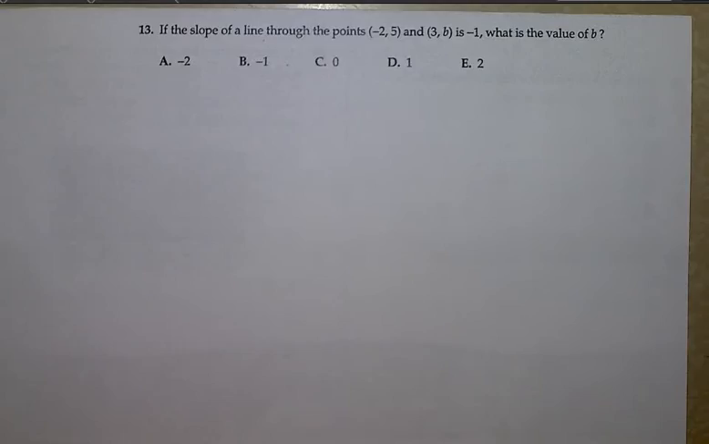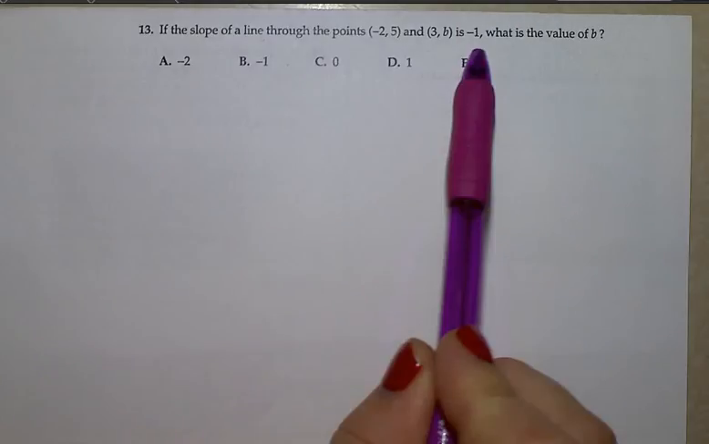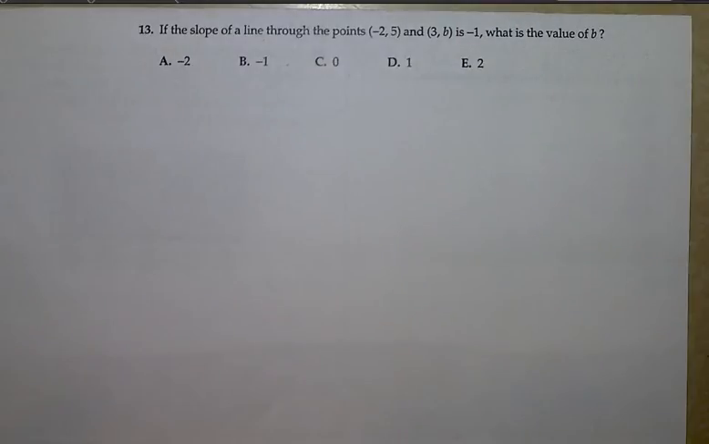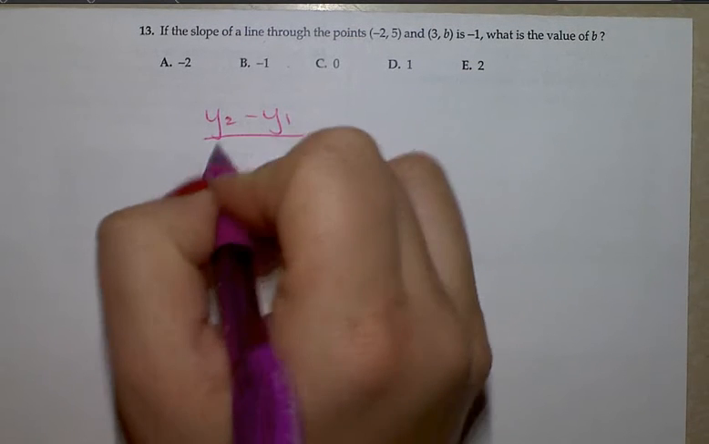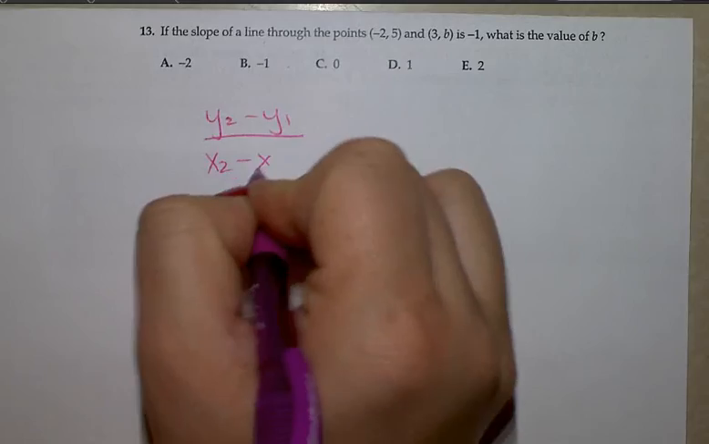This is ACT skill number 13. So the example says, if a slope of a line through these 2 points is -1, then what is the value of b? So I know slope is y sub 2 minus y sub 1 over x sub 2 minus x sub 1. Rise over run.